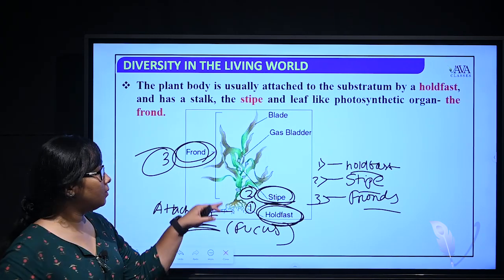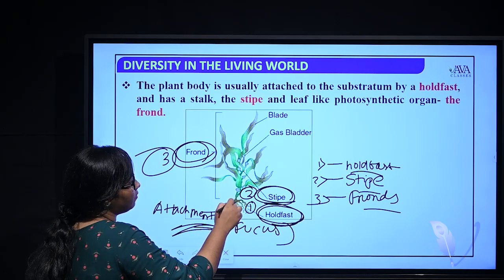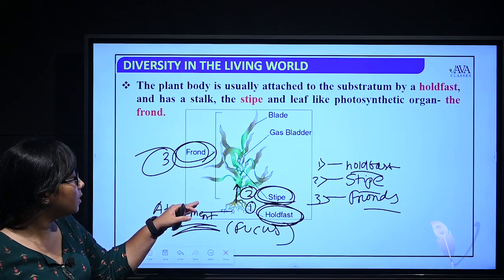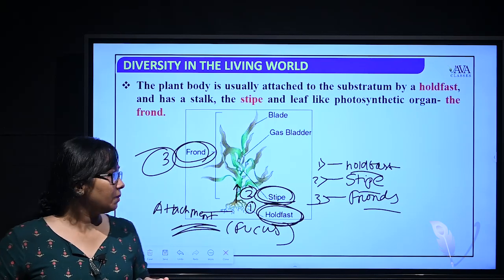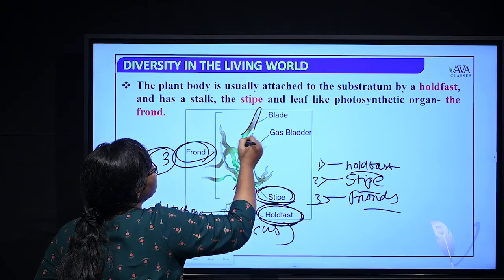Then in the upper area of the holdfast you will see the stipe. It extends from the holdfast to the frond area. Okay, it is the connecting link between the frond and the holdfast. And here you will see the frond. Okay, in brown algae you will see frond.